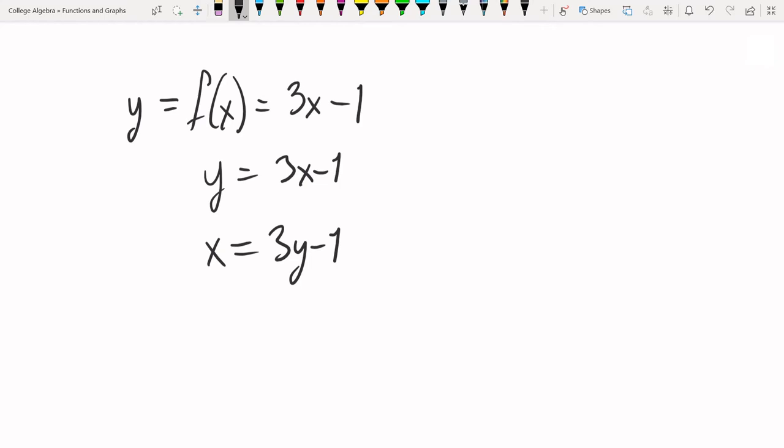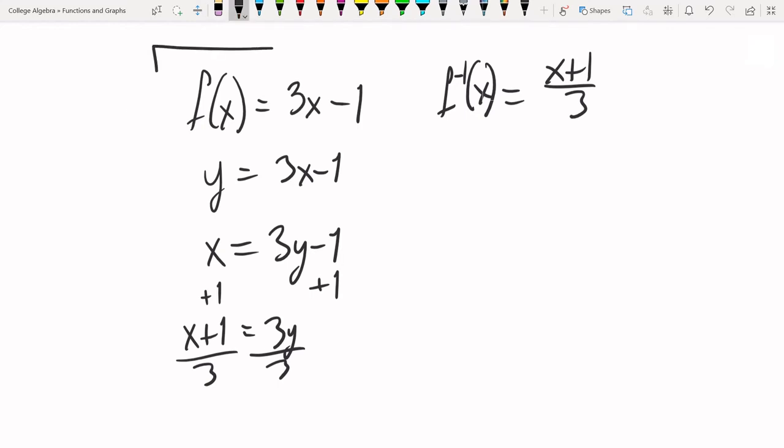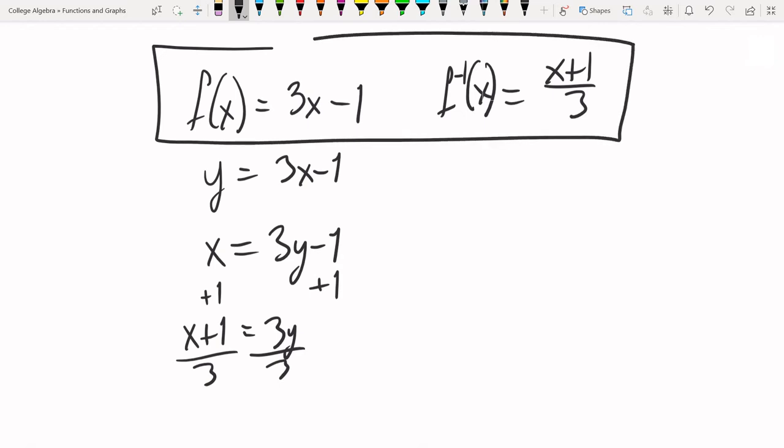So once you have flipped x and y, now we just solve for y. So we have x plus 1 equals 3y, divided by 3, and we get y equals x plus 1 over 3. So I can rename y, instead of just leaving it as y here, as f inverse of x. That's the typical notation we use there. These two things are inverses of each other.